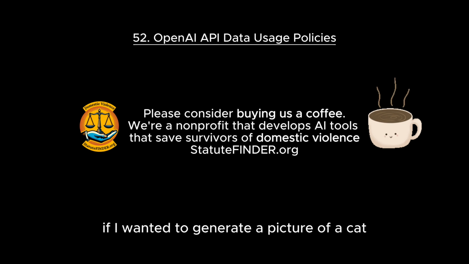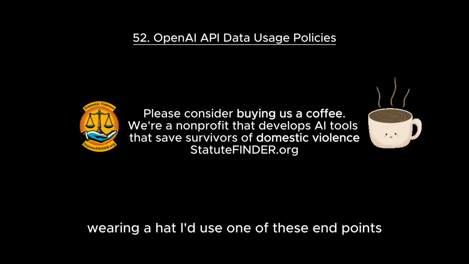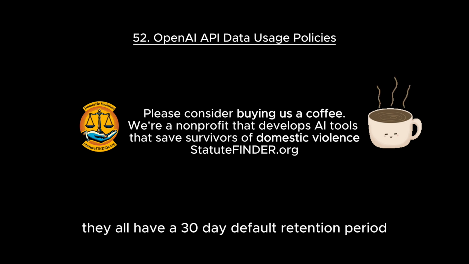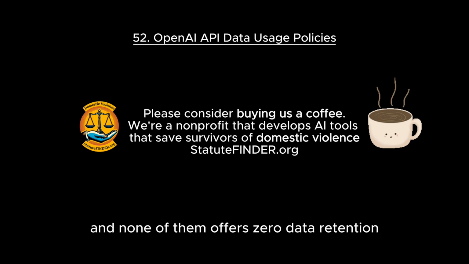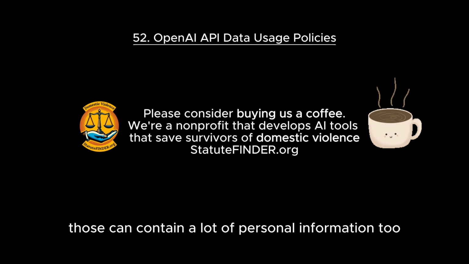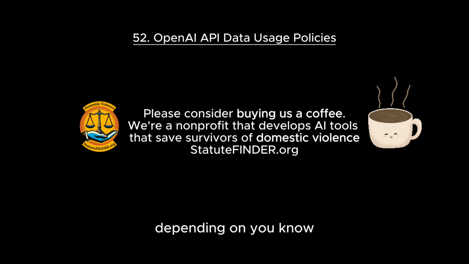So if I wanted to generate a picture of a cat wearing a hat, I'd use one of these endpoints. You got it. And as you might expect, none of these image-related endpoints are used for training. They all have a 30-day default retention period, and none of them offer zero data retention. Okay, so no disappearing ink for images. I guess those can contain a lot of personal information too, depending on what they are.